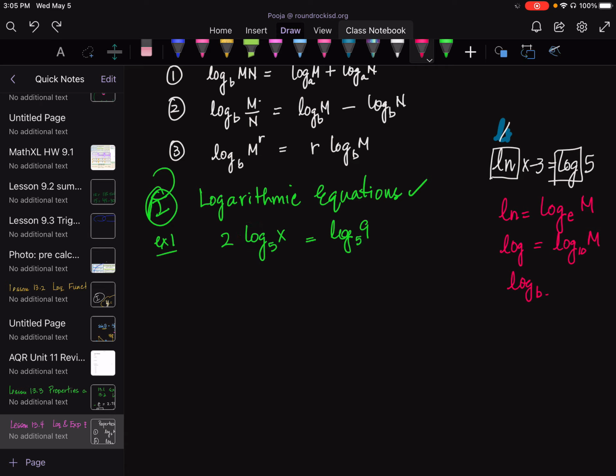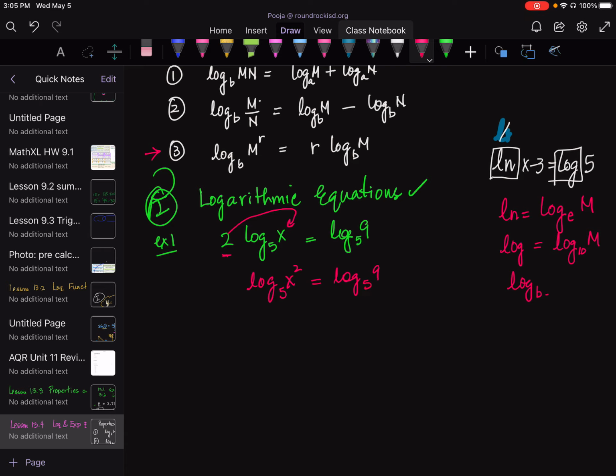However, there's a 2 sitting here in the very front. So I need to get rid of that 2. And to be able to get rid of the 2, I'm actually going to use the third property. This is up here in the front, I can move it as the power of the log. So log x squared base 5 is equal to log 9 base 5.